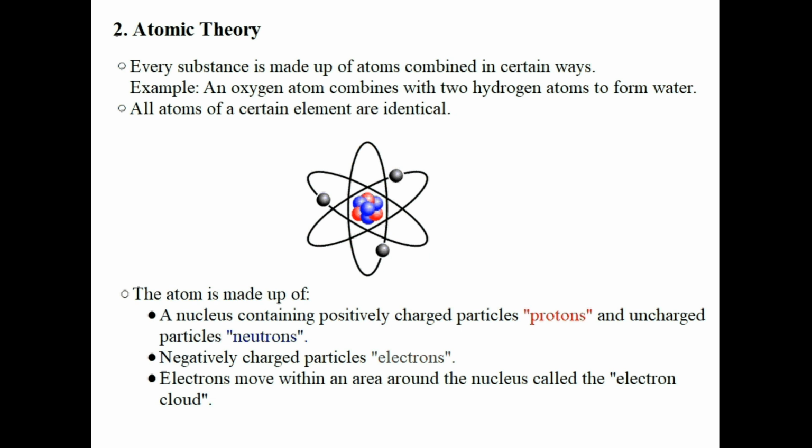Now, what is an atom made up of? First, a nucleus containing positively charged particles that we call protons, and uncharged particles that we call neutrons. If we look at the picture, we can see that in the nucleus we have red spheres. These represent the protons, and we have blue spheres that represent the neutrons. And also, the atom is made up of negatively charged particles that we call electrons. Electrons move within an area around the nucleus called the electron cloud.